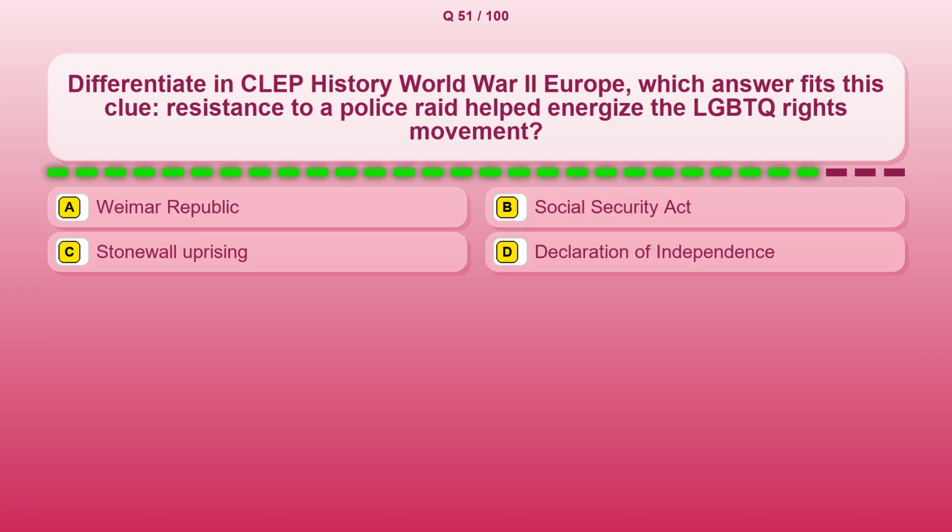Question 51. Differentiate in CLEP History World War II Europe, which answer fits this clue. Resistance to a police raid helped energize the LGBTQ rights movement. Option A, Weimar Republic. Option B, Social Security Act. Option C, Stonewall Uprising. Option D, Declaration of Independence.